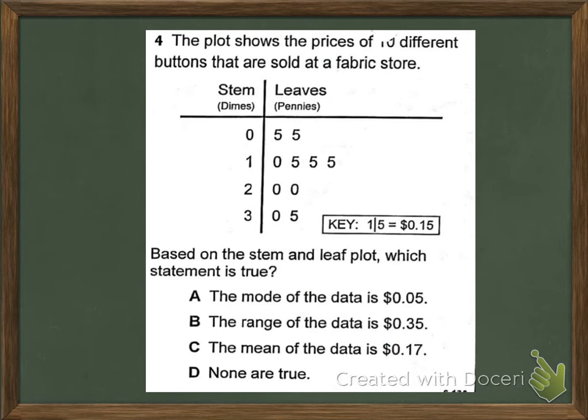Okay, number 4. The plot shows the prices of 10 different buttons that are sold at a fabric store. Based on the stem and leaf plot, which statement is true?